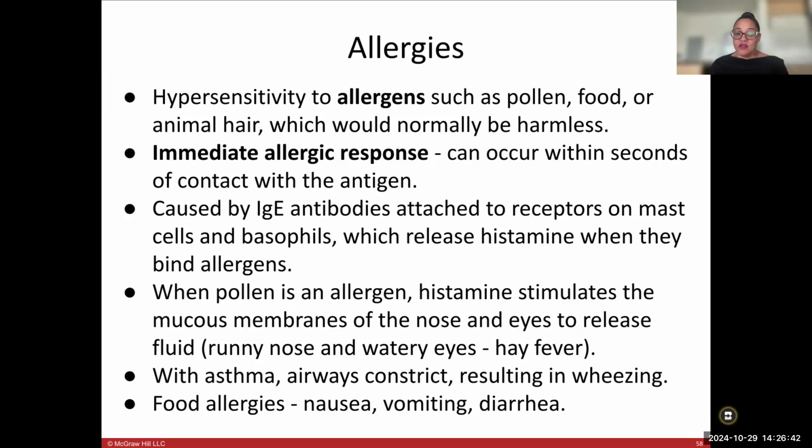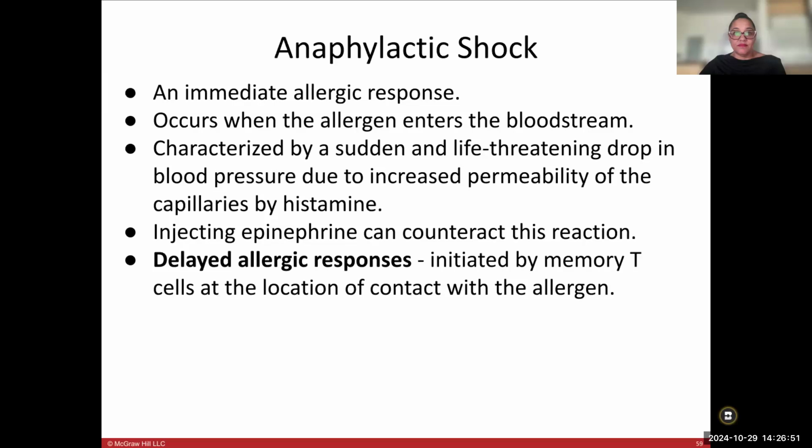Food allergies can cause nausea, vomiting, diarrhea, and even death. You know anybody with a peanut allergy? Some peanut allergies are very, very serious. Anaphylactic shock is an immediate allergic response. It occurs when the allergen enters the bloodstream. It is characterized by sudden and life-threatening drop in blood pressure due to increased permeability of the capillaries by histamine. Injecting epinephrine or adrenaline can counteract this reaction. Delayed allergic responses are initiated by memory T cells at the location of contact with the allergen.